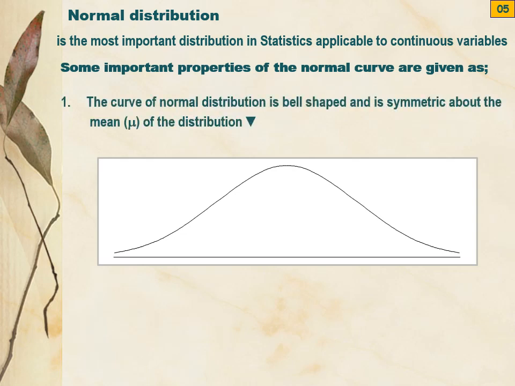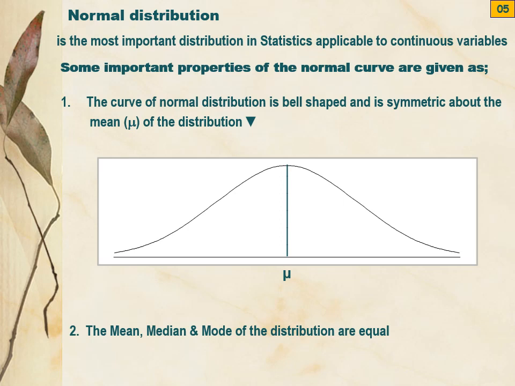The shape of the curve is like a bell, as shown here. As we saw in the histogram, at the center the curve has its highest peak, and as you deviate away from the center on either side, the curve goes down. Mu is the population mean, at the center, and if you deviate, it will go down. Another important property of the normal curve is that mean, median, and mode are equal. That is, all three are the same.